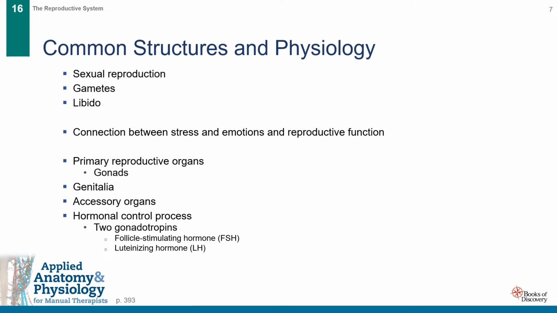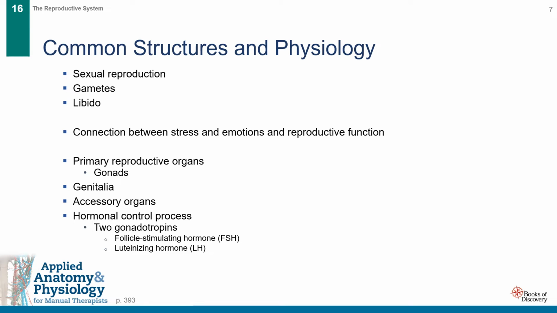While the organs and processes of the male and female reproductive systems differ, they share a few common features. The primary reproductive organs are the gonads, and gonads are organs that produce the gametes, the sex cells. In males, the testes produce sperm, and in females, the ovaries produce eggs.